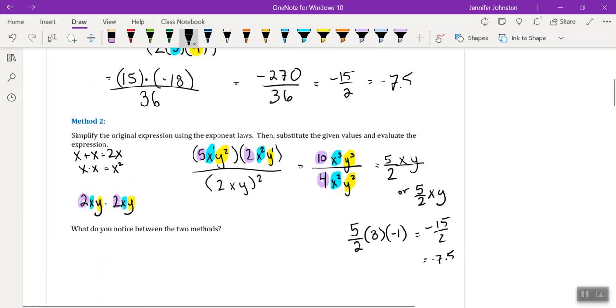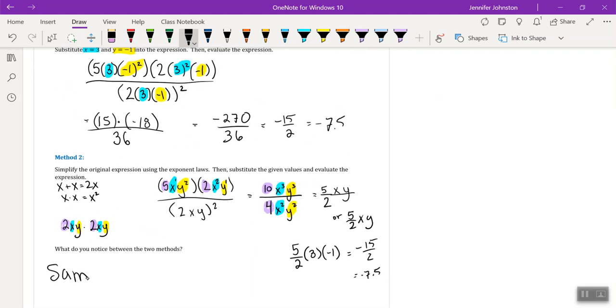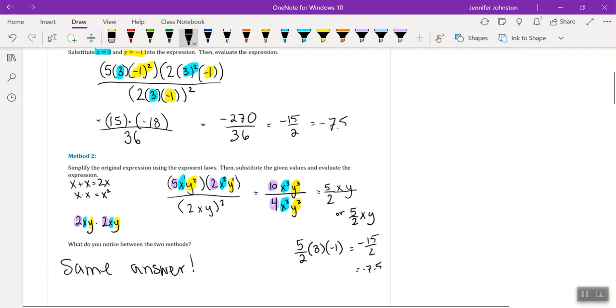What do you notice between the 2 methods? We got the exact same answer. This is the same answer. We got the same answer. And you can pick and choose which one you like more.